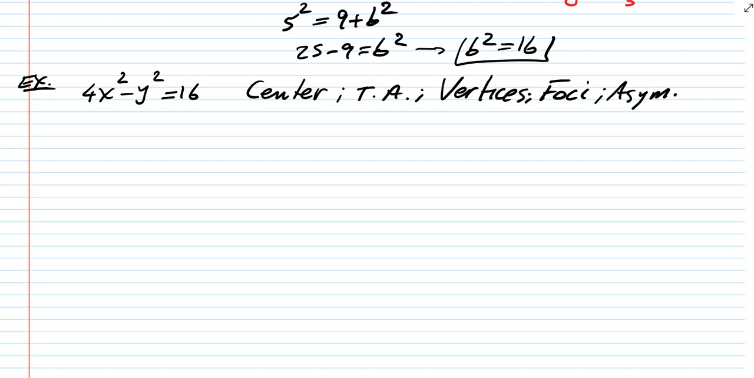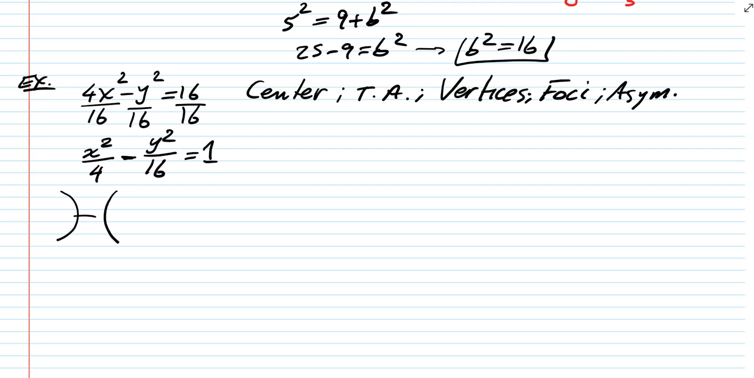Now, the equation is not in quite standard form, because remember, there has to be a 1 on this side. So what do I need to do? Well, I'm going to divide everything by 16, whatever this number is, to create a 1 on the right side. So on the left, I'm going to get x squared over 4 negative y squared over 16 equals 1. Because the equation starts with x squared, I know that the hyperbola is going to be horizontal, right? Transverse axis will be horizontal.